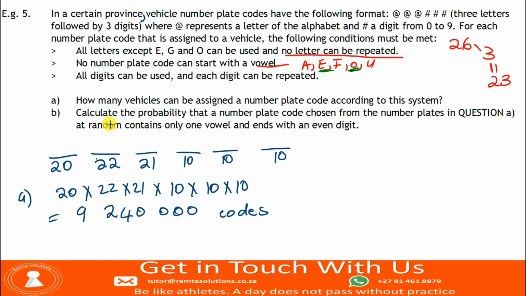Now, B says, calculate the probability that a number plate code chosen from the number plates in question A at random contains only one vowel and ends with an even number. Okay. So what we know, I will do 2 codes, each with 6 places: 1, 2, 3, 4, 5, 6.